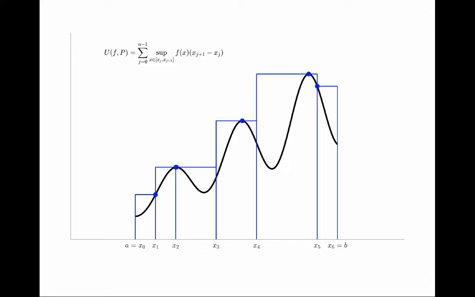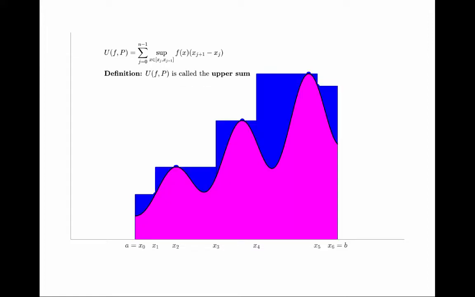If I take the supremum of my function over each subinterval and take that to be the height of a rectangle whose width is the length of my subinterval, and I add up those rectangles, then I get the upper sum. Now we can see here that if the function is actually integrable, then of course the upper sum is greater than or possibly equal to the integral itself.